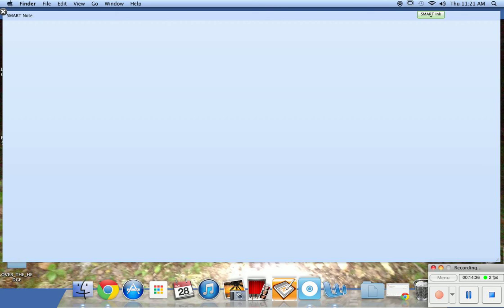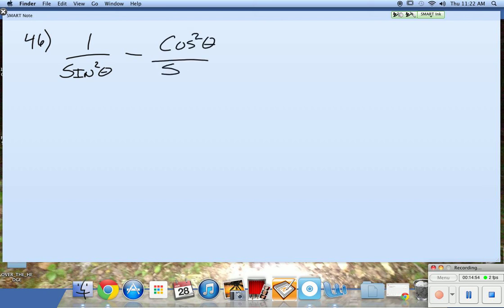46. 1 over sine squared of theta minus cosine squared of theta over sine squared of theta. Hopefully right away you look and see I have sine squared of theta on the bottom for both of them. So we can combine these. We have a common denominator. And I'm left on top with 1 minus cosine squared of theta over sine squared of theta.